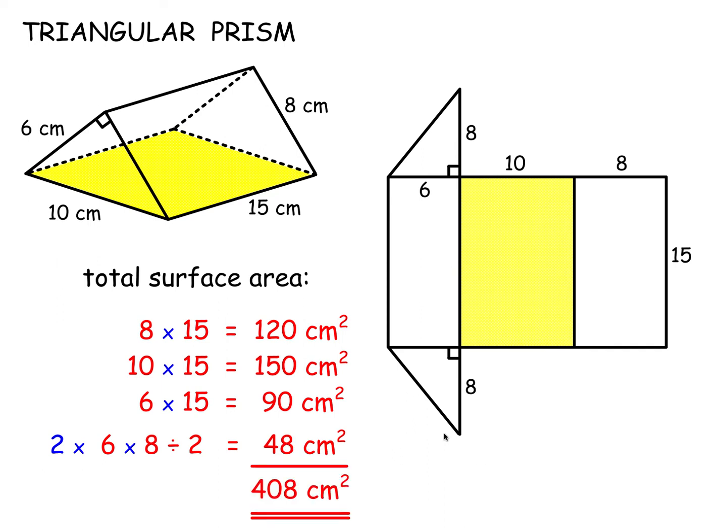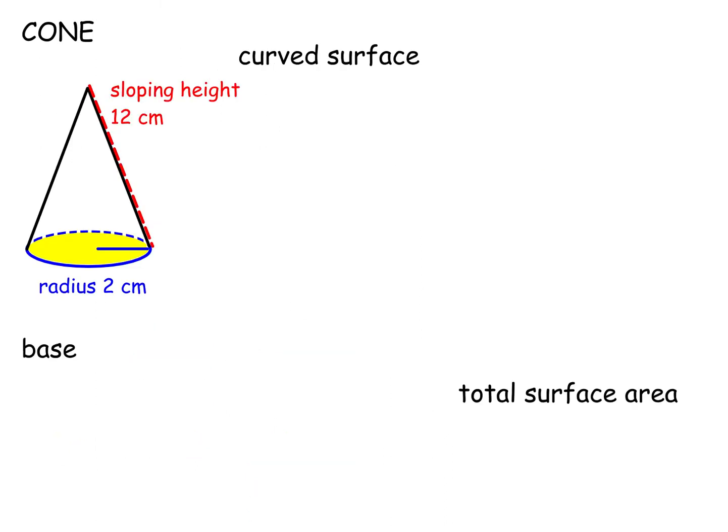Add these up and you get the surface area. So that's a triangular prism. Rectangles and triangles. Cone. It's a wee bit more awkward.